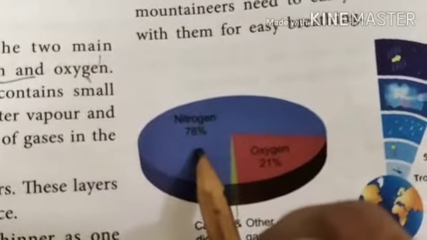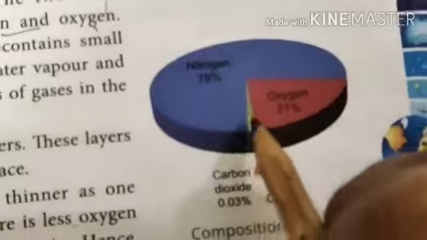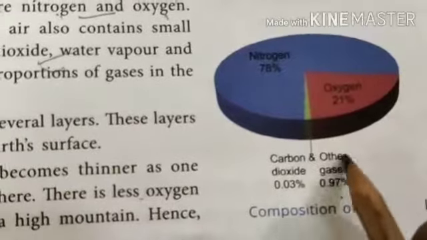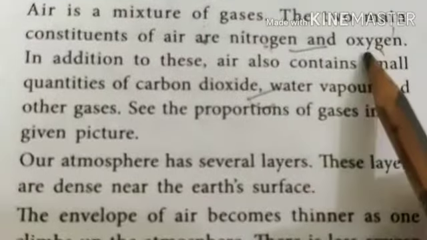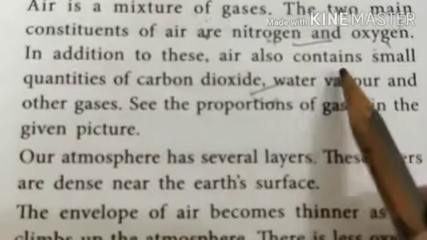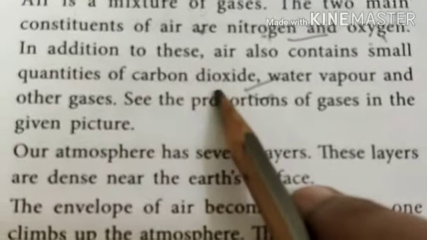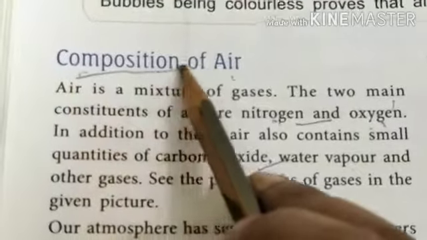See, 78% of nitrogen is there, 21% of oxygen is there. And other gases like carbon dioxide, hydrogen and all these gases are in this much part only. So mainly there are two gases, nitrogen and oxygen. In addition to this, there are other gases also like carbon dioxide and water vapor. All these form the air, and so it is called the composition of air.